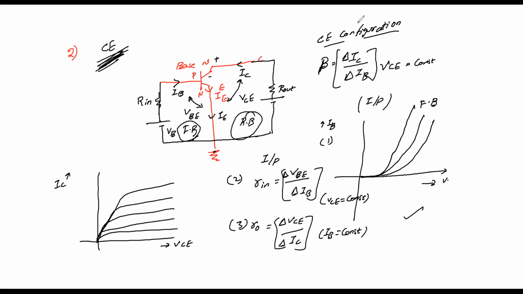Okay, sir. So I'll delete it. So we'll see the next one. We'll see the relation between alpha and beta. Alpha is in the CB configuration.